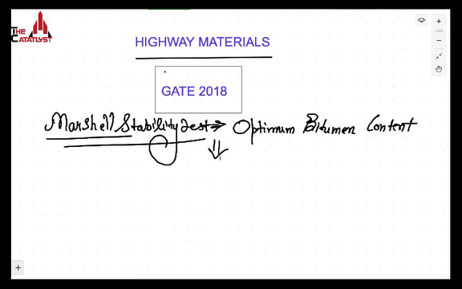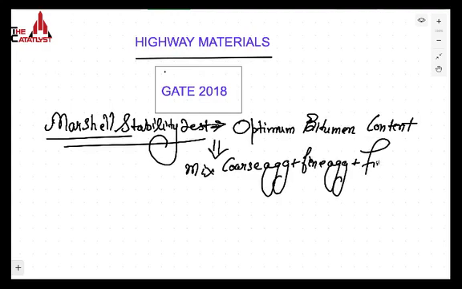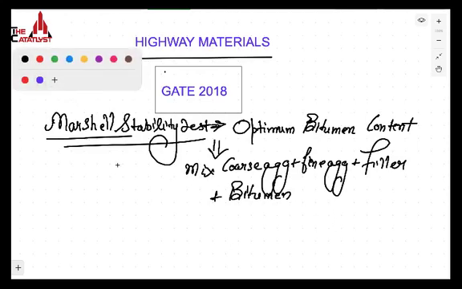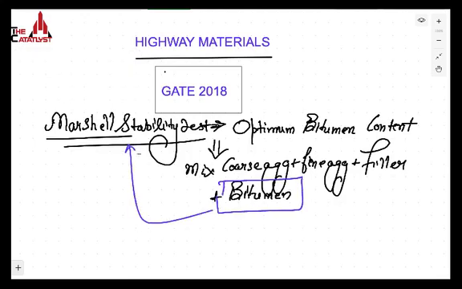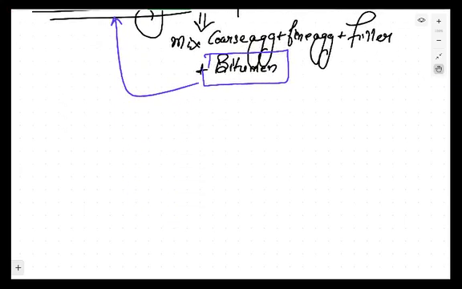Actually, when the construction of a road is performed, we have to mix various materials like coarse aggregate plus fine aggregate plus filler plus bitumen. We have to mix all these things in a proper proportion, in a proper ratio. So the Marshall stability test informs us what the proper bitumen content must be for the construction of a particular road. That's why this stability test is used very much for the calculation of bitumen content.